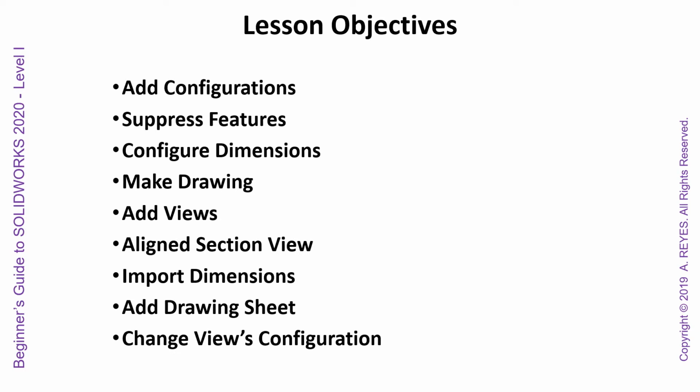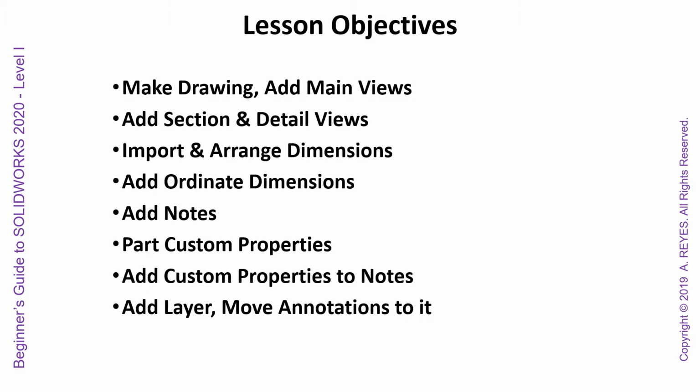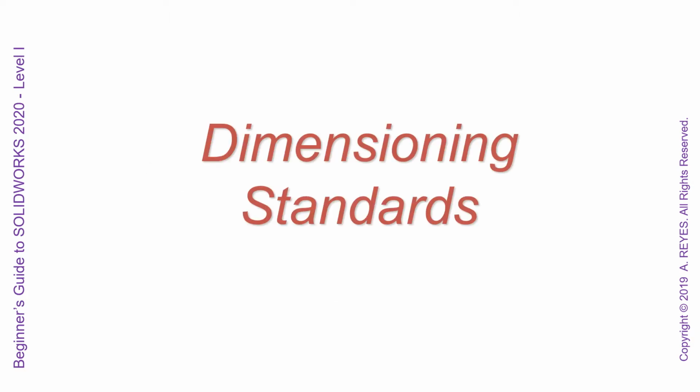On the second one, the side cover, you'll look at adding configurations, again suppressing features, configuring dimensions, making the drawings, adding views, putting in an aligned section view, importing some dimensions, adding a drawing sheet, and then changing the view's configuration. And then on the top cover, we'll look at making the drawing, adding section and detail views, import and arrange dimensions, add ordinate dimensions, add notes, part custom properties. You'll look at adding custom properties to the notes, and then add a layer, and then move the annotations to it. So first we'll look at some dimensioning standards.